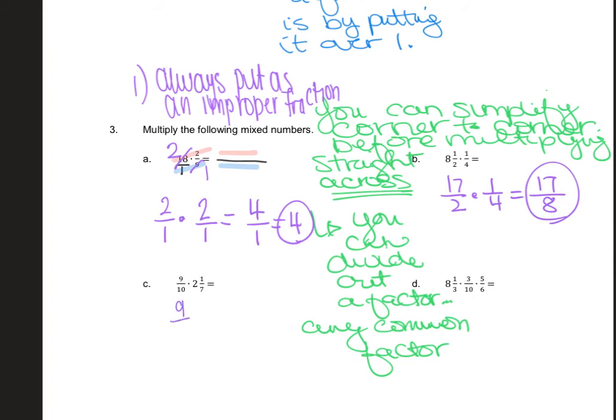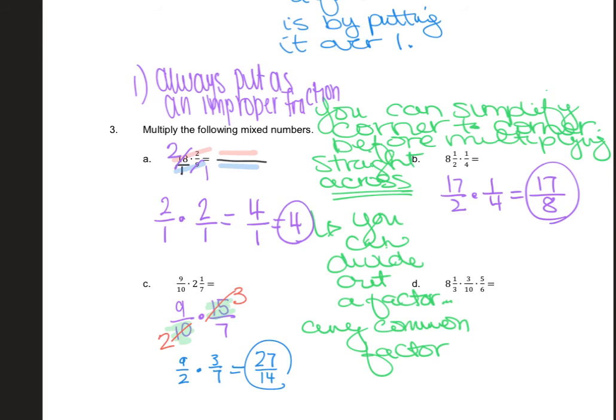So letter C, I have 9 over 10 times 15 over 7. Here, I can simplify the 10 and the 15. They have a common factor of 5. So 15 divided by 5 is 3, and 10 divided by 5 is 2. So if I rewrite my problem, which you don't have to, I just sometimes think it helps with the clarity of how the problem looks, I have 9 over 2 times 3 over 7. If I multiply it straight across, I get 27 over 14. There's no like terms, so I'm done.